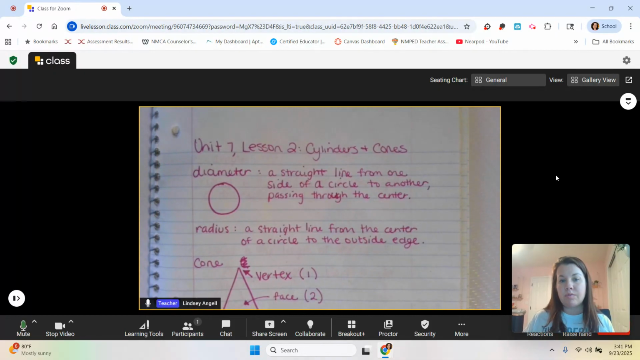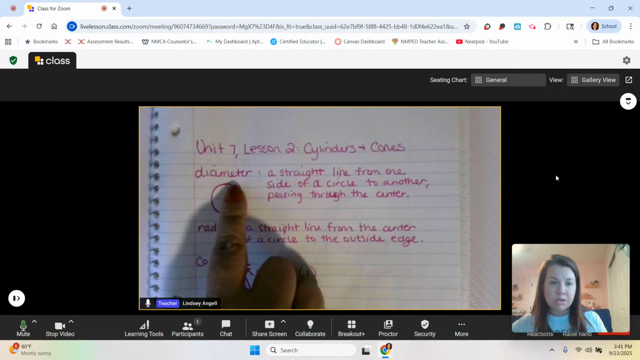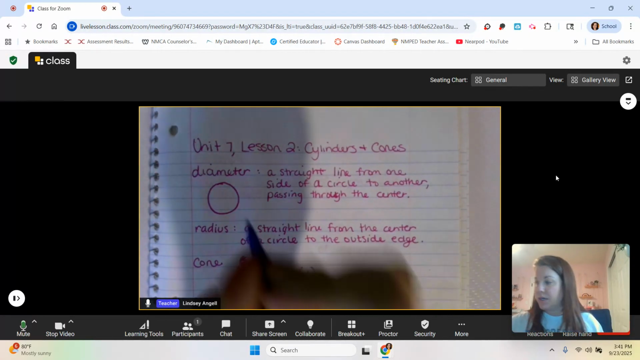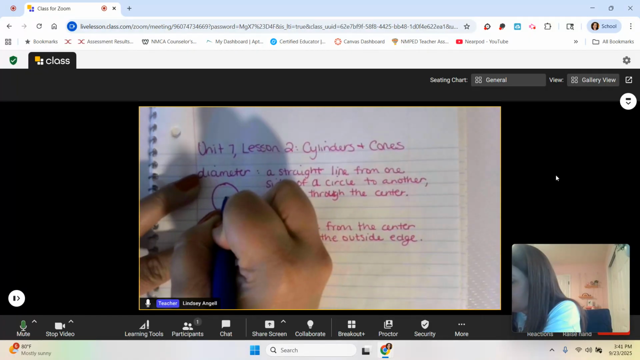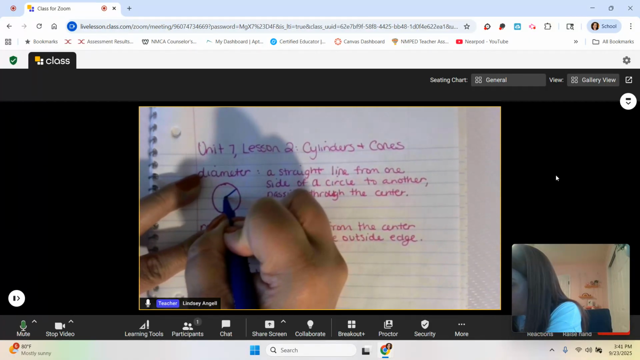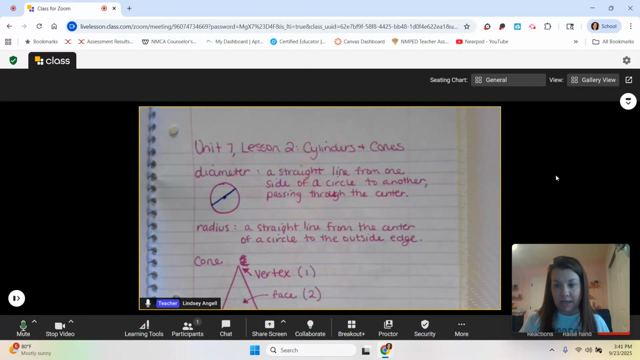Okay, so first off, one thing that we need to understand is what a diameter is, which actually refers to a circle, which is the base of a cylinder and the base of a cone. So they definitely are important within this setting. The diameter is a straight line from one side of a circle to another, passing through the center. So if this is the center of my circle, the diameter would be whatever this length is, going from one side to the other, and it cuts the circle perfectly in half.